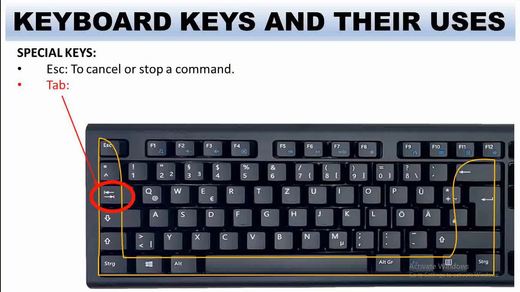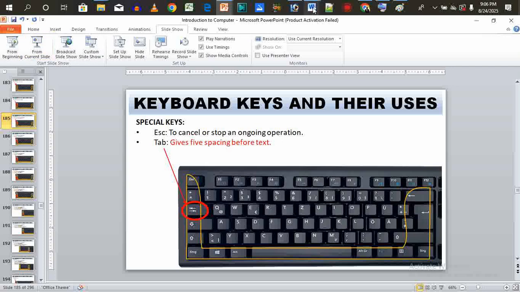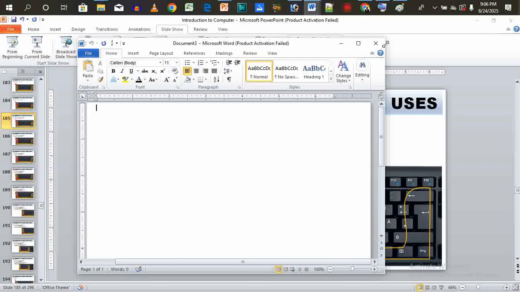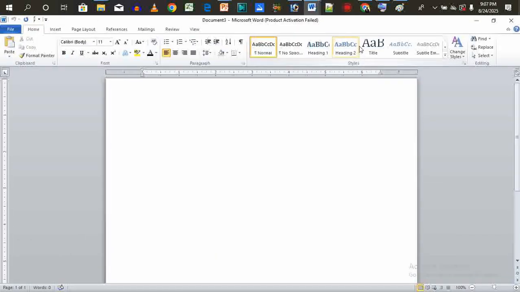So the next one is the tab key. This is used to give spacing before text. So for instance, let's go to our Word. As we know, if we want to type, let's type something. Computer can be defined as an electronic. Let me bold it for us to be able to see clearly.